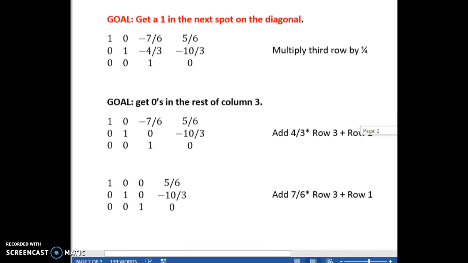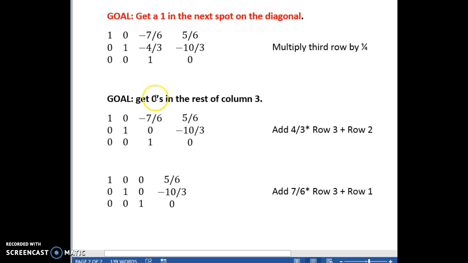So get zeros in the rest of column 3. What do we have to multiply this by to cancel out with negative 4/3? Multiply by a positive 4/3. Positive 4/3 plus negative 4/3 equals 0. And then nothing else happens because positive 4/3 times 0 is just 0. So that stays the same. Times 0, that stays the same. 4/3 times 0, that stays the same. So the only value that changes is we get that 0 where we wanted.